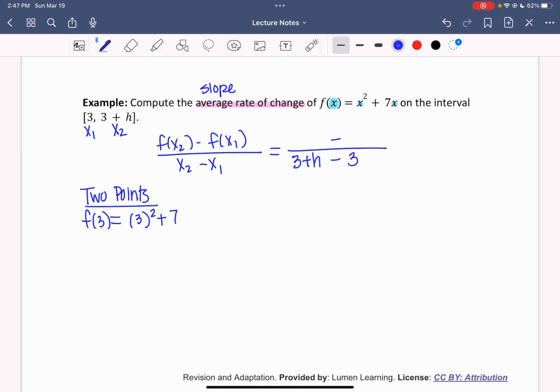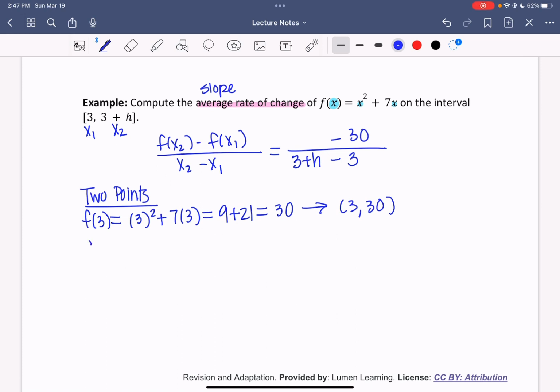So I have 3 squared plus 7 times 3. See, it gives me 9 plus 21. So that gives me a total of 30. I could just plug that in my calculator. But that gives me the point 3, 30, and I'm going to go ahead and put 30 up here.